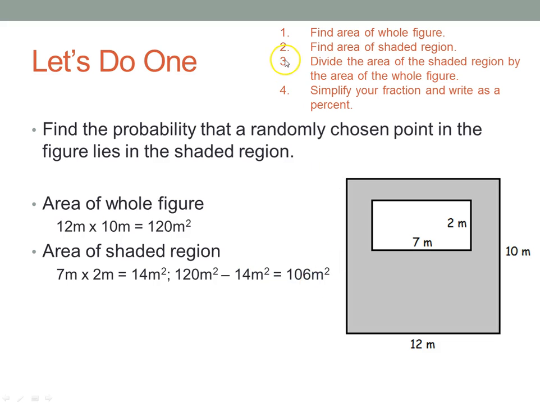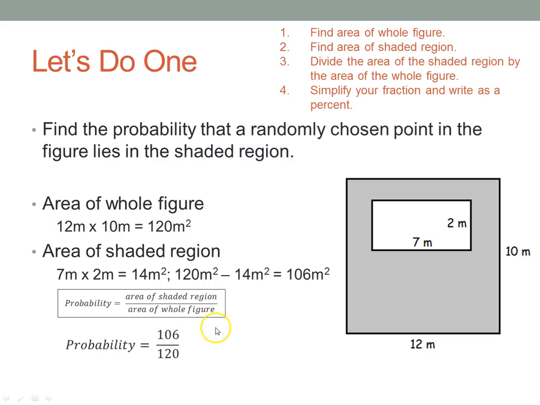So now let's look at point 3 up here. Divide the area of the shaded region by the area of the whole figure. So that's 106 divided by 120. I can simplify that to 53 over 60, and if I put that in my calculator, I can turn that into a percent, 88.3 with a bar over it.